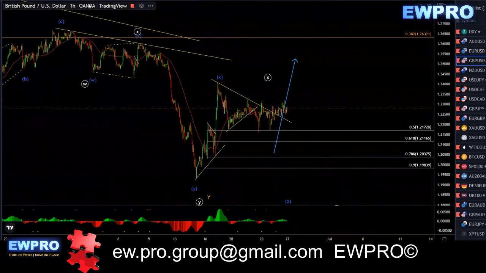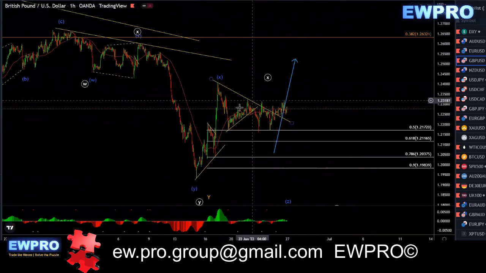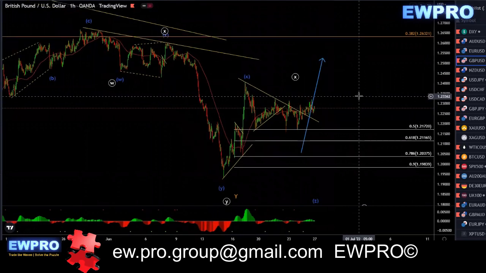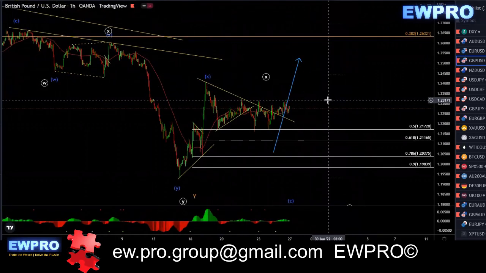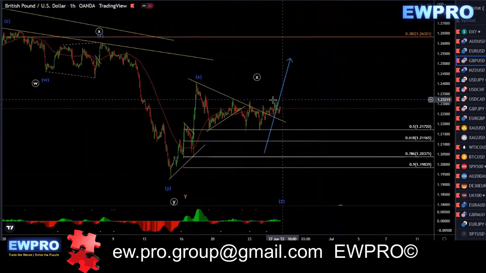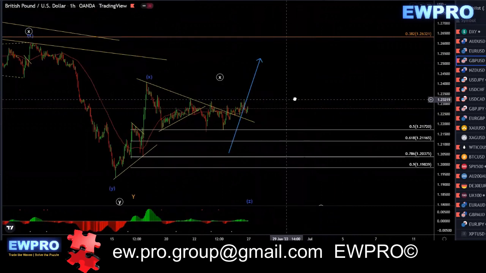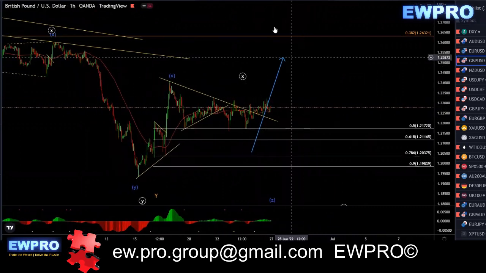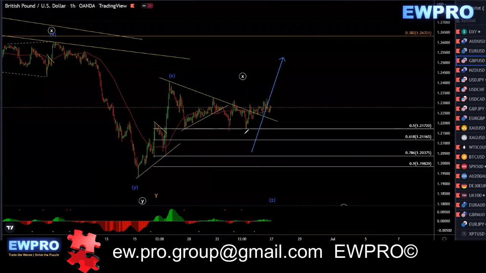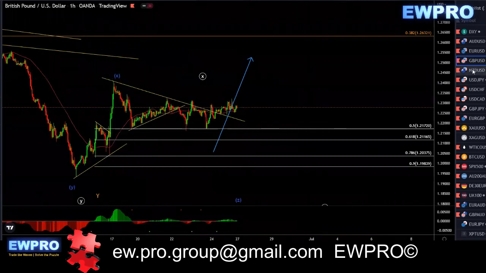As you can see, extremely choppy, extremely difficult to trade because we are in a B wave. Yeah, you really have to go down onto the lower time frames and look for the setup. This is looking more bearish. We're starting to get bearish divergence between these. So it's very difficult.